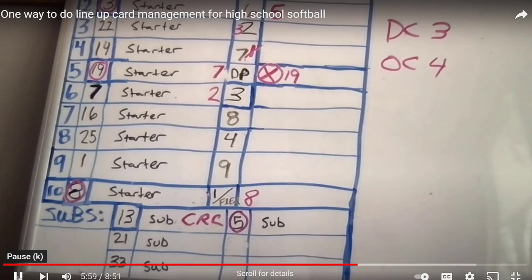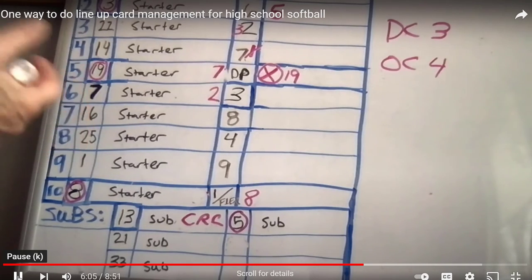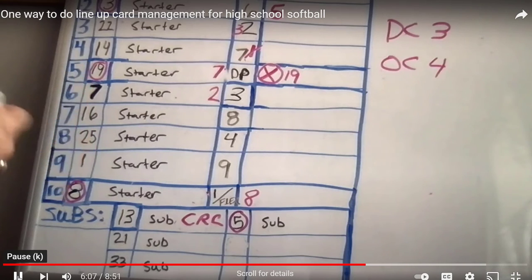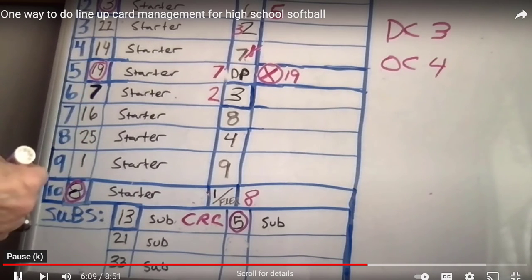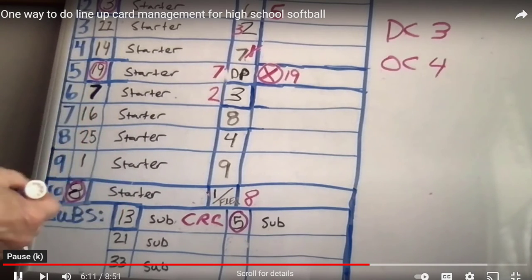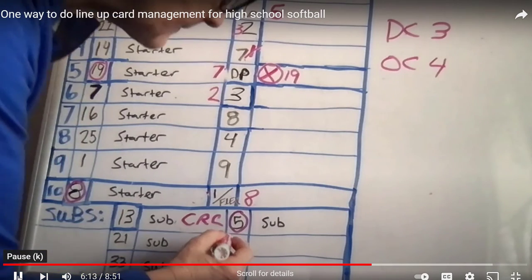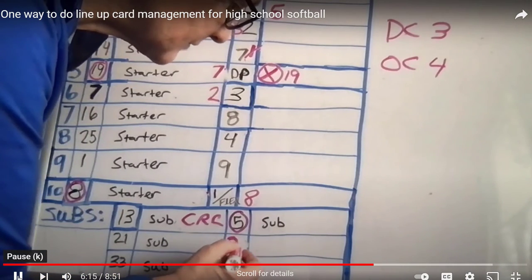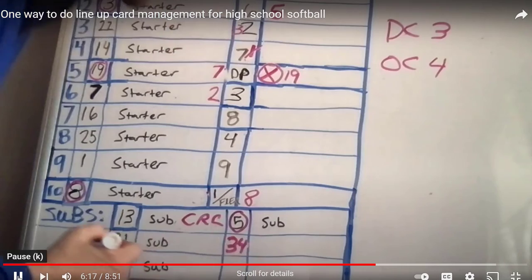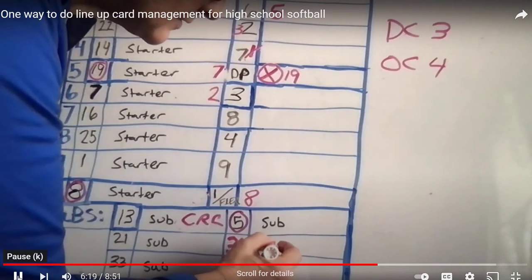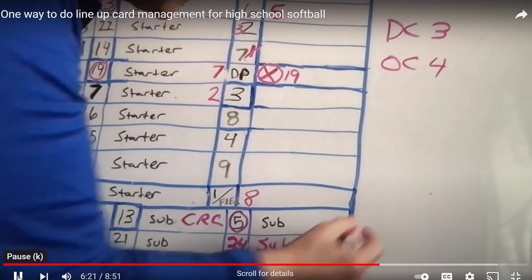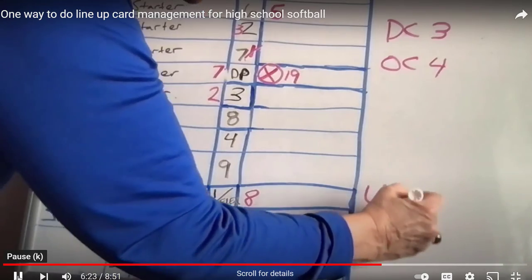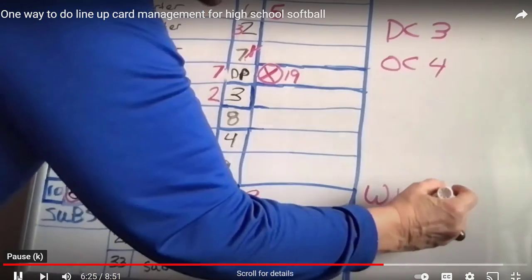Now, another thing that you would have to write down is any warnings. In high school, let's say the JV game ends and the coach wants to add a JV player to their roster. So let's say JV player number 34 comes in. She is now an eligible sub, but we need to give a warning to the head coach in the 6th inning.